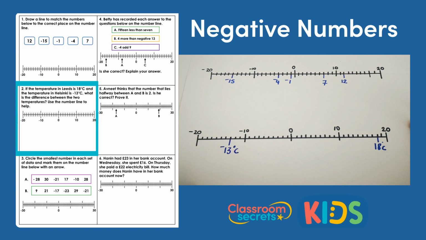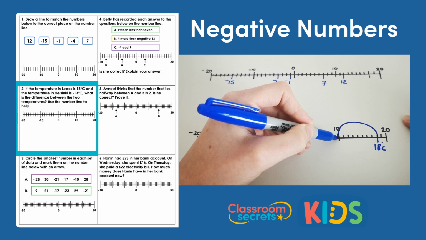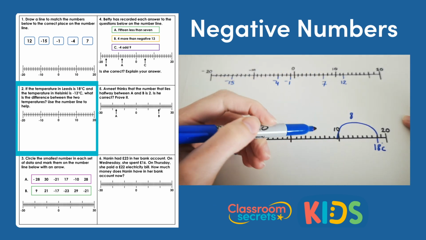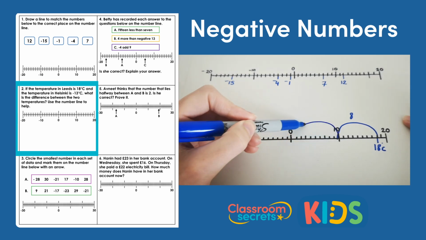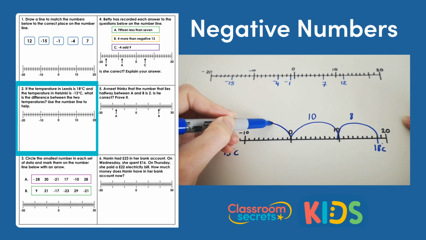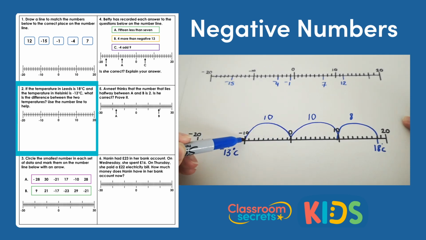So now we need to use the number line to find the difference between the two temperatures. So I'm going to start at 18 degrees and I'm going to go back to 10 because that's the easiest for me. And I know that that's 8. Then I'm going to go back again to 0, that's 10. I'm going to go back again, that's 10. And then the difference between negative 10 and negative 13 is 1, 2, 3.